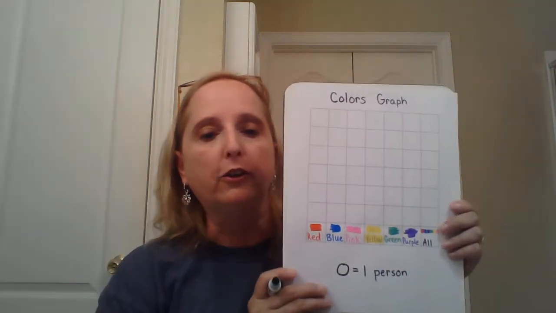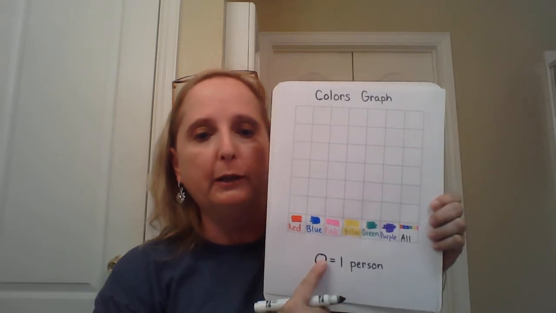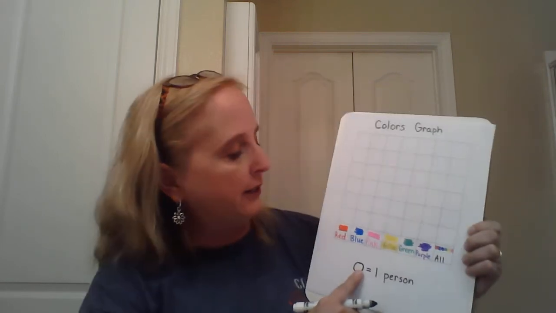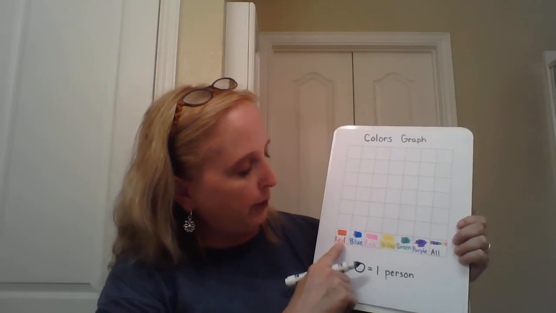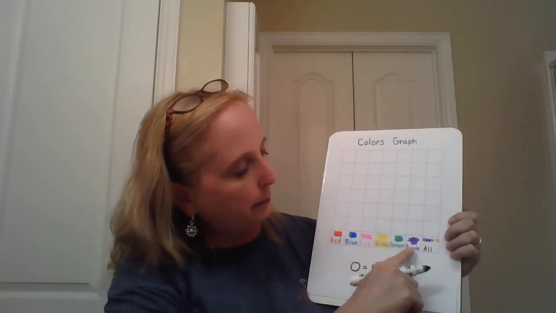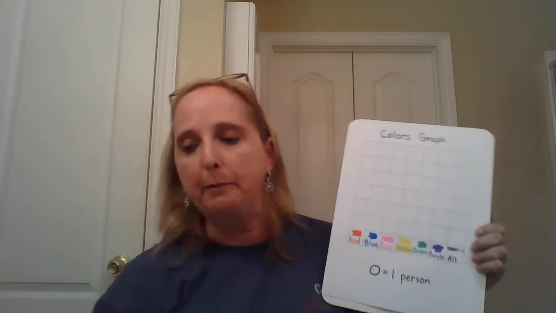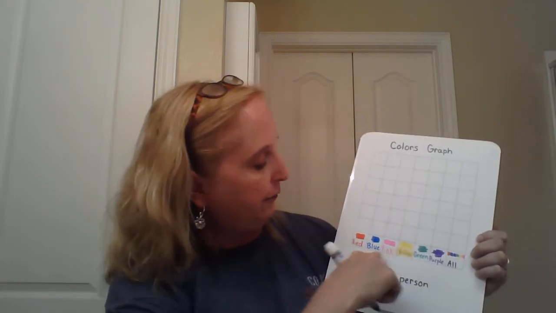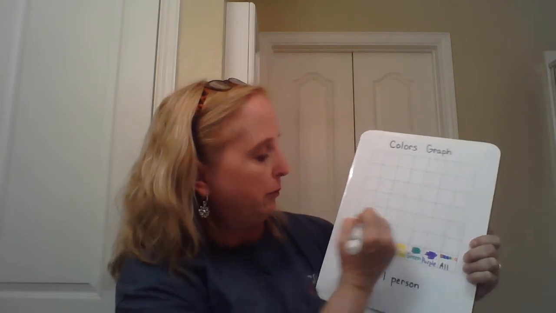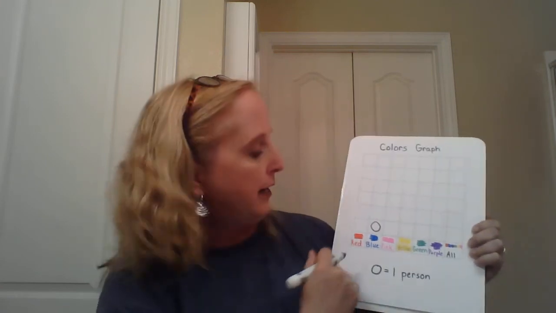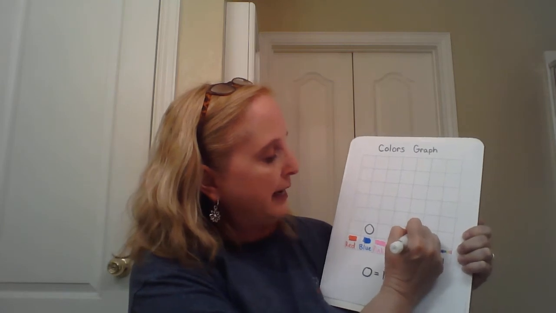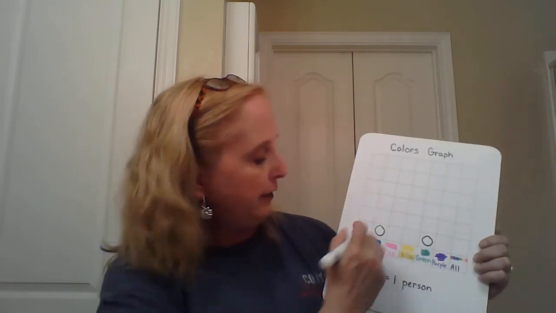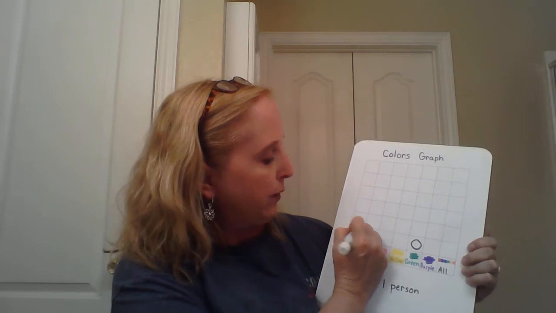The next data I collected from them was their favorite color. And on this picture graph, we're just going to put a circle above the color to see which one they like best. So our choices are red, blue, pink, yellow, green, purple, and all, or rainbow. So let's start at the bottom. Benjamin said his favorite color is blue. So I'm going to put a circle there. Jake said his favorite color is green. Vera said her favorite color is red.